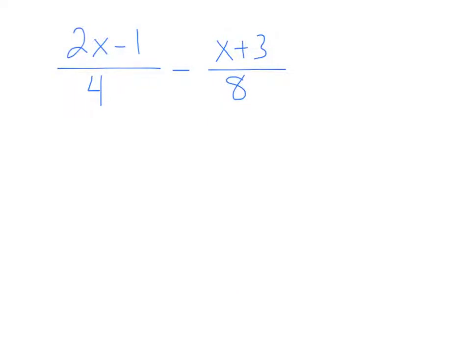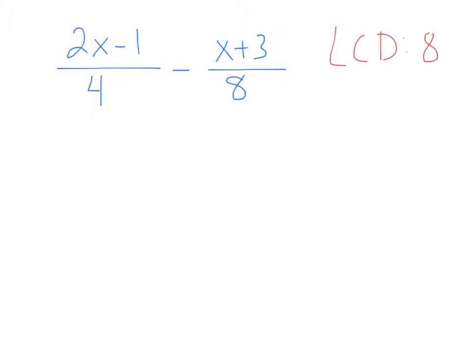All right, in this problem, we're going to be asked to simplify a rational expression. Now, this is one of those ones that's kind of more of a pain because you have unlike denominators. But here it's really not too bad. We're just dealing with a couple numbers, 4 and 8. So my least common denominator between those two would be 8.